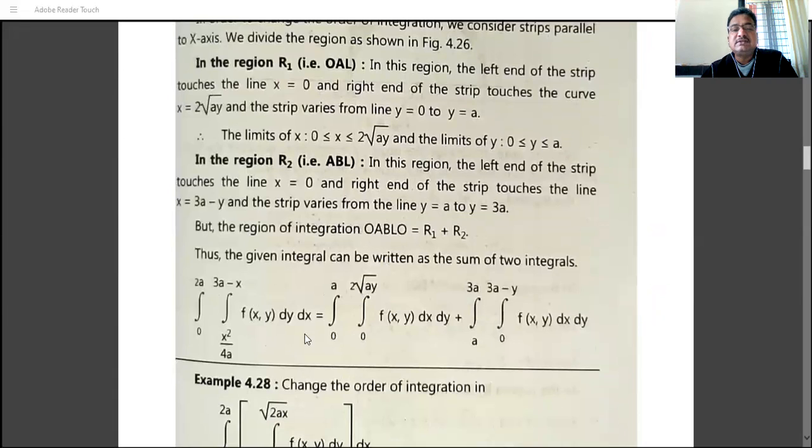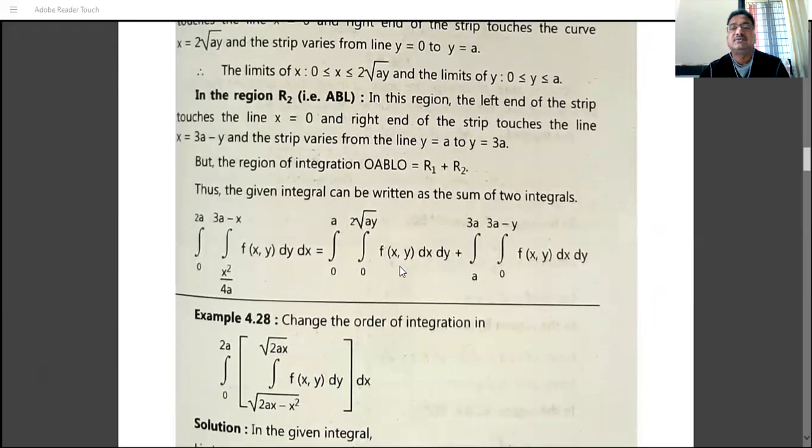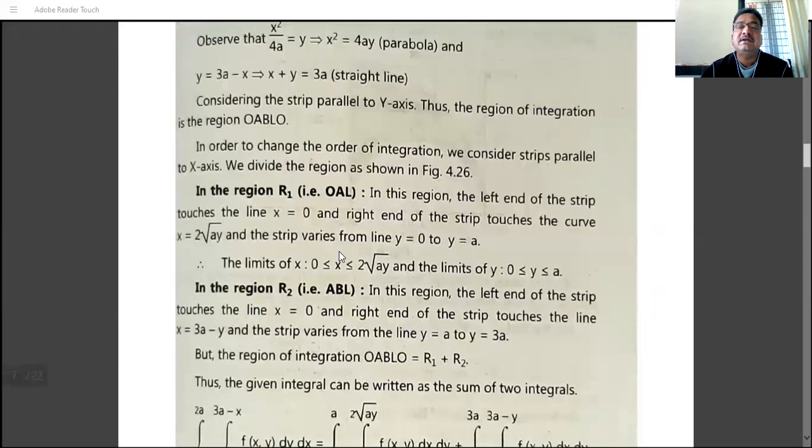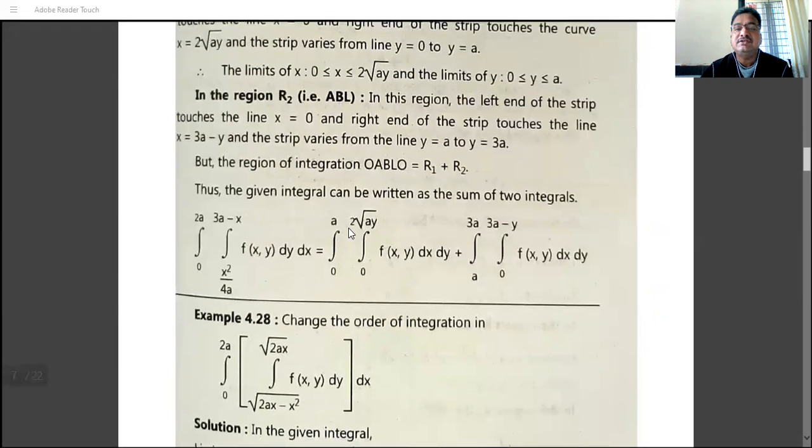So the given integration is equal to the addition of 2 integrations: the double integration over R1 plus the double integration over R2. Write that step, no need to write this description. Directly write the double integration over R1 of f(x,y) dx dy plus over R2 of f(x,y) dx dy, without writing limits. Then write this step: first the limit of x runs from x equals something, and y equals something.